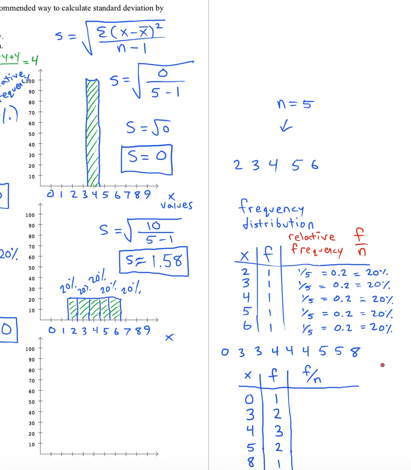Now, let's count up how many data pieces there are in this data set. In this data set, there are 9 total entries. So when we divide our frequencies by n, we need to divide by 9. This is going to be 0.11, which is 11%. We'll have 2 out of 9. 0.22, 22%. And we'll keep going like that.